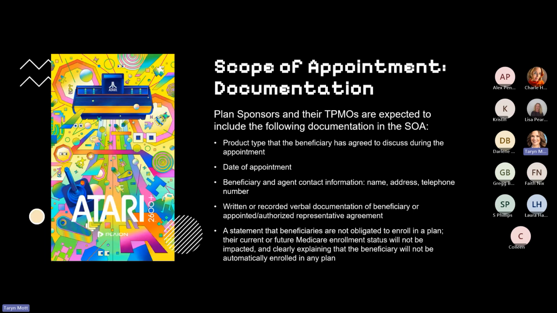Scope of appointment documentation. Plan sponsors and their TPMOs are expected to include the following documentation in the scope of appointment: product type the beneficiary has agreed to discuss, date of appointment, beneficiary and agent contact information, written or recorded verbal documentation, and a statement that the beneficiaries are not obligated to enroll in a plan. Their current or future Medicare enrollment status will not be impacted, and clearly explaining that the beneficiary will not be automatically enrolled into any plan. Vital.